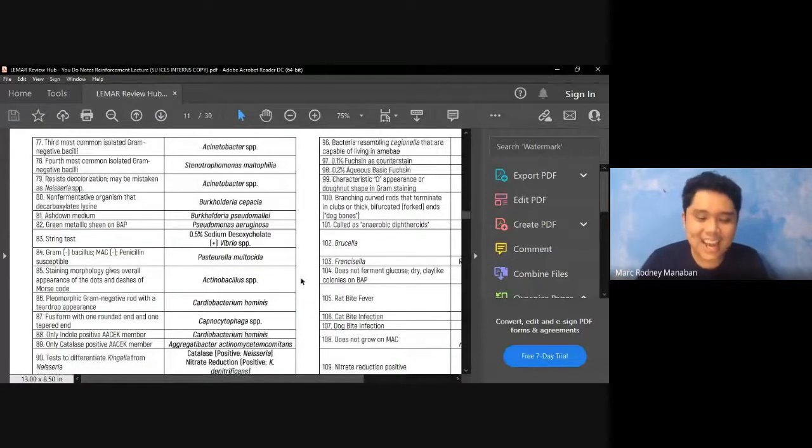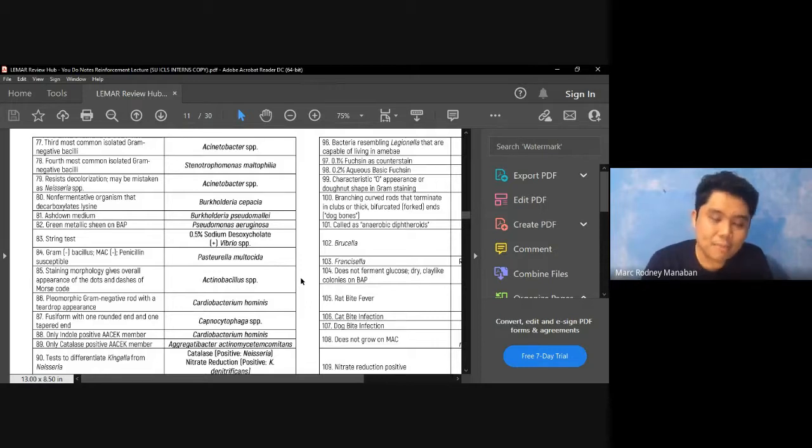Okay. Next, number 77, kinsa daw ang third most common isolated gram-neg bacilli, it's your Acinetobacter. Ang fourth most common, si Stenotrophomonas. So, kinsa man ang first most common, of course, the enterics. Enterobacteriaceae, ang first most common isolated gram-neg bacilli. Kinsa man ang second most common gram-neg bacilli recovered, of course, it's your Pseudomonas aeruginosa. So, enterics, Pseudomonas aeruginosa, Acinetobacter, and then, of course, Stenotrophomonas maltophilia.